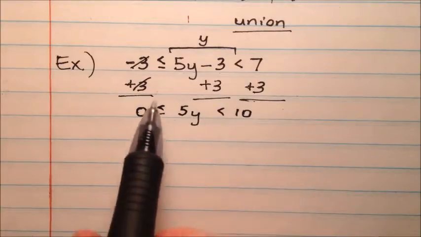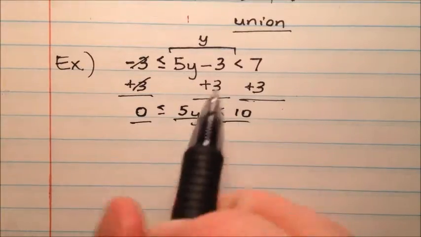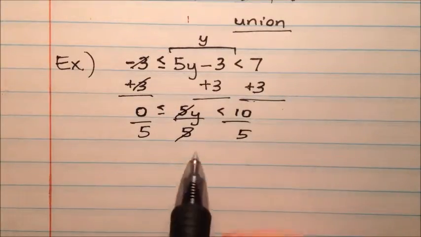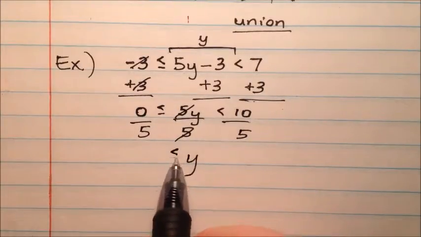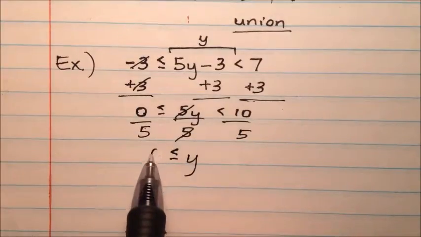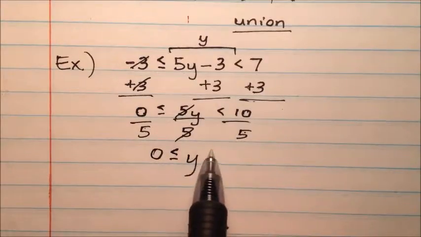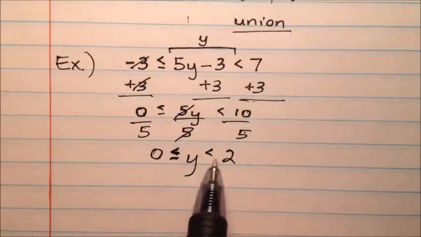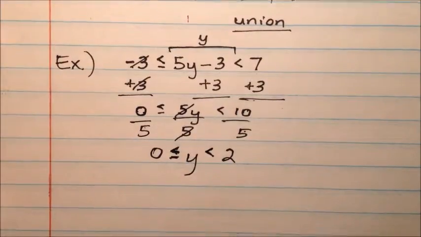Okay, now to finish getting the y all by itself, I'm going to divide everything by that 5. So the 5's cancel, and we have just y in the middle, which is what we want. 0 divided by 5 is 0, and then 10 divided by 5 is going to be 2. And we just bring down the rest of the symbols. This less than or equal to, and then this less than.